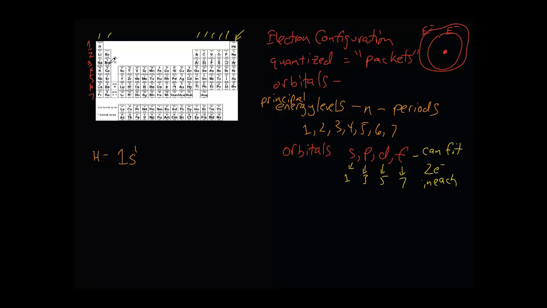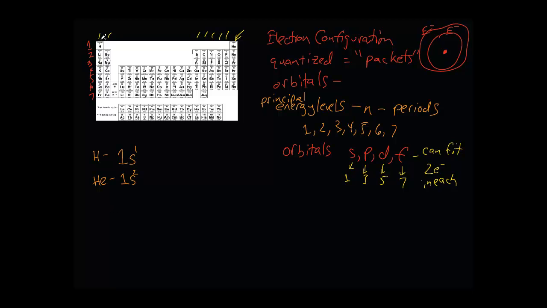Let's take the next one. In the first period, we have helium. Right? Well, helium has 2 electrons. They're going to fill up the first energy level and the first orbital within that first energy level. Except this time it's going to be 1s2 since there are 2 electrons fitting in there.